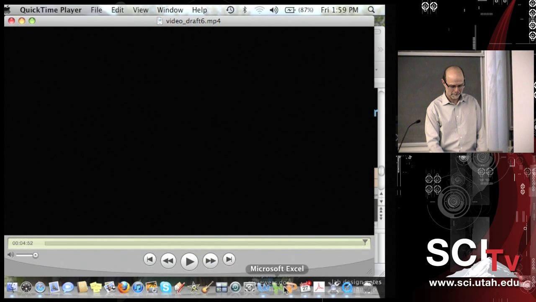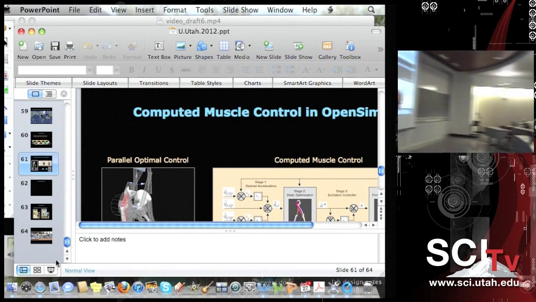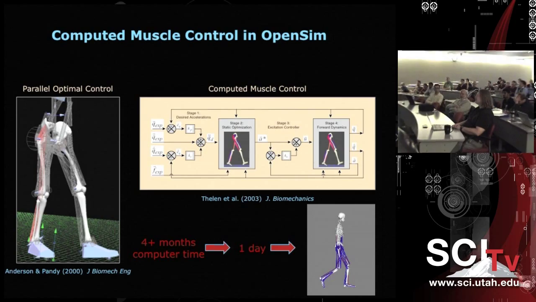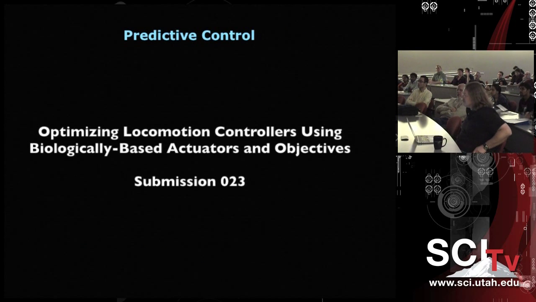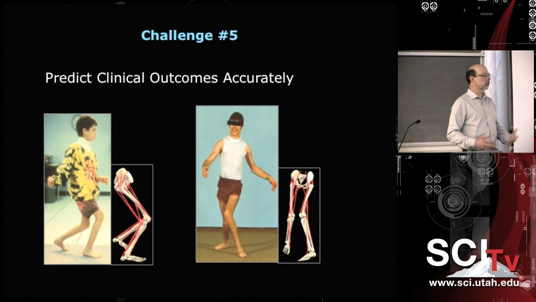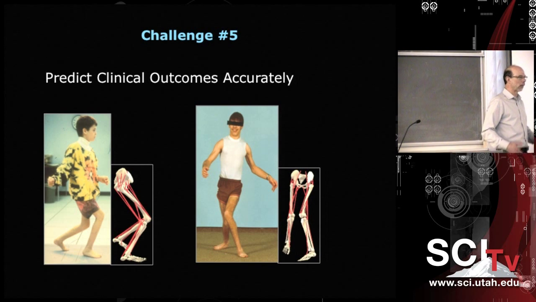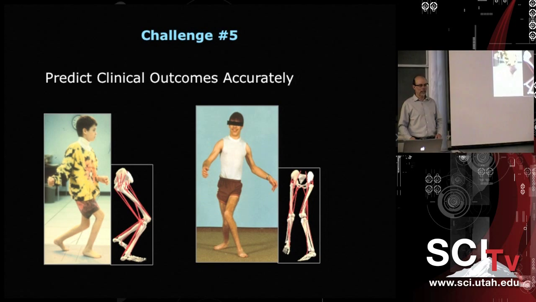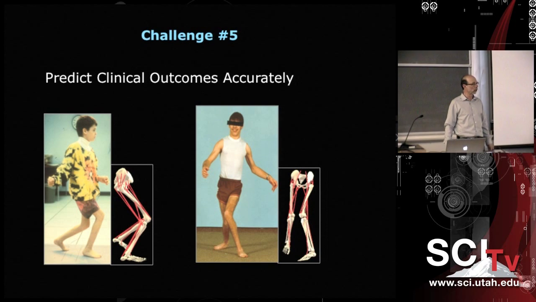Question? Yes, please. I seem to have missed something here in these simulations. Where is the sensory information coming from, and how is that dealt with? Yes, so in this predictive control, you have perfect sensory information. You know all the joint angles and angular velocities, and that's used in the control. And in the biologic system, you have pretty good sensory information because you know all the muscle lengths and velocities and forces. So the final challenge is to predict clinical outcomes accurately.